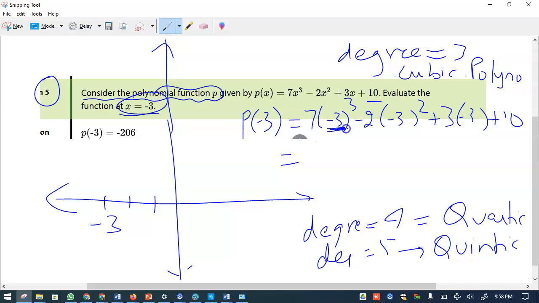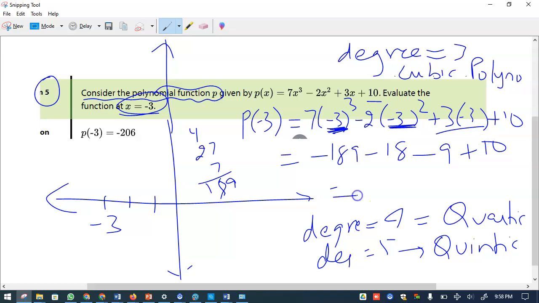This will be minus 27. So 27 and 7 times 27 is 189. So this was minus 189. This will be 9, 9 times 2 is 18. This will be minus 9 and plus 10. You work this out and you get the answer. That's all it is. So more of a negative answer.